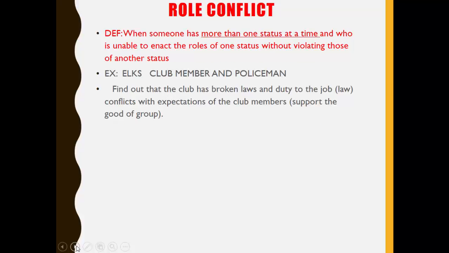And other times, you're going to have role conflict. When someone has one or more status at the same time, and you're unable to enact the roles without violating the other status. So for example, if you were an Elks Club member and a policeman, you found out that your club has broken a law, and the duty to the job conflicts with the expectations of club members. Maybe it's you guys as students and employees, and the amount of time you have to be at work conflicts with the amount of time you need to be studying.